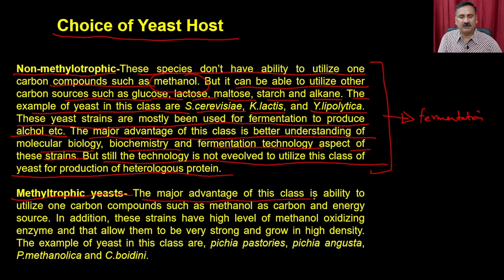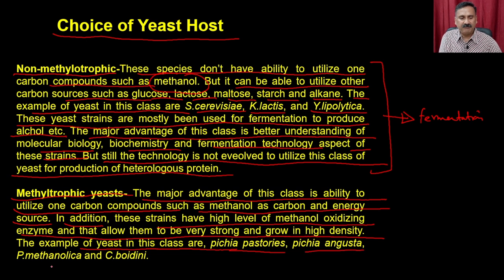So the major advantage of this class is its ability to utilize one carbon compounds such as methanol as an energy source. In addition, these strains have a high level of methanol oxidizing enzyme, and that allows them to be very strong and grow to very high density. The examples of yeast in this class are Pichia pastoris, Pichia angusta, Pichia methanolica, and C. boidinii. So these are some of the strains which can be used for enzyme production, because they can utilize methanol as a carbon source.